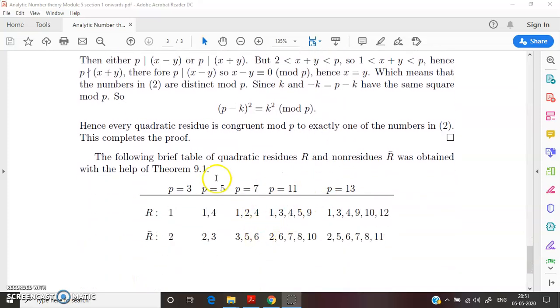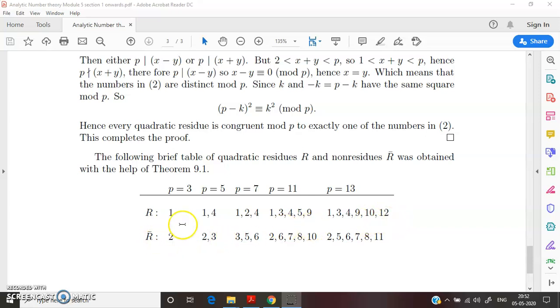Now let us quickly look at the examples. The following table gives the quadratic residues R and non-residues R̄ by using this theorem, so only half the numbers we have to see. Here we have p equal to 3, 5, 7, 11, and 13. For p equal to 3, R is just 1. For p equal to 5, it is 1 and 4. For p equal to 7, we have 1, 2, and 4. They are quadratic residues. For p equal to 11, 1, 3, 4, 5, and 9, that we have seen already. For p equal to 13, 1, 3, 4, 9, 10, and 12.